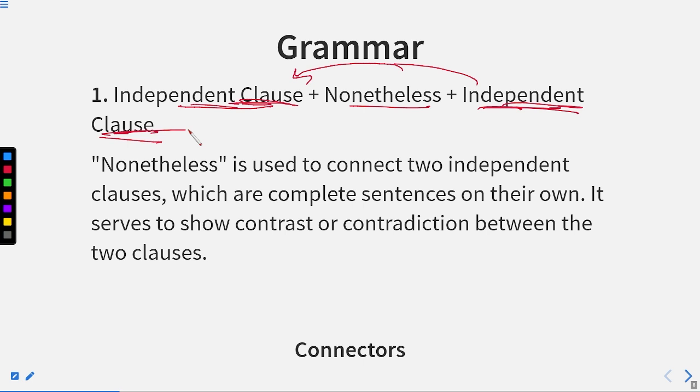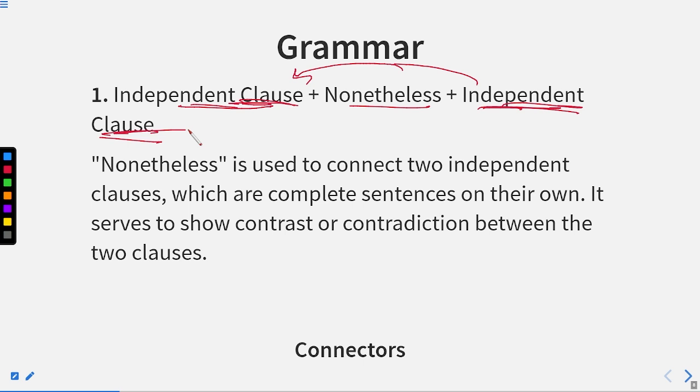So this is how we use the nonetheless structure. Nonetheless is used to connect two independent clauses which are complete sentences on their own. It serves to show contrast or contradiction between the two clauses. It means this is somewhere like a coordinating conjunction.